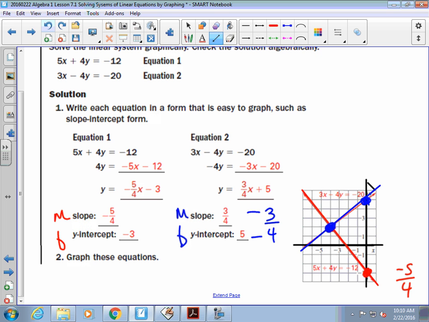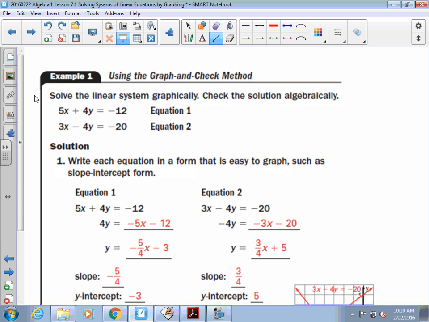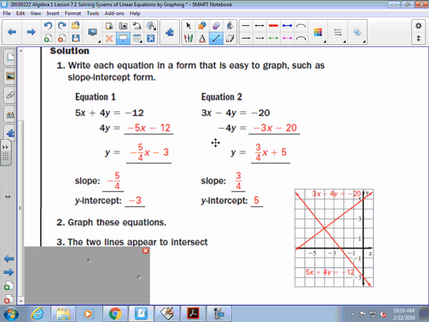Now, the next step after you have both of them graphed. So step one was to get them into a form that was easy to graph. Step two is to graph both of them on the same plane. The next step is to estimate what that point is. What is this point right here? And again, having straight lines will help with this tremendously.